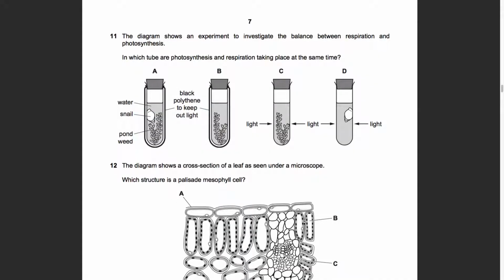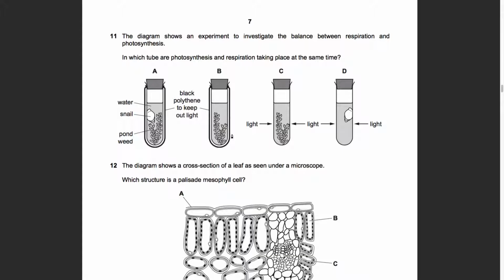Question 11. Now, this was on also 2017. So this question is one they like to put on the multiple choice paper. It says the diagram shows an experiment to investigate the balance between respiration and photosynthesis. In which tube are photosynthesis and respiration taking place at the same time? So it's actually a slightly different question in 2017, but exactly the same diagram. So the balance between respiration and photosynthesis, which one are they taking place at the same time?